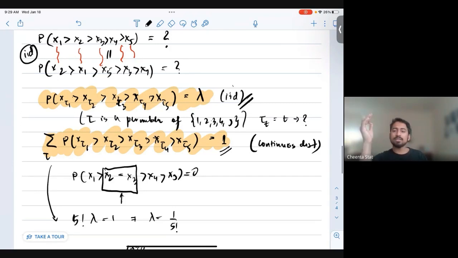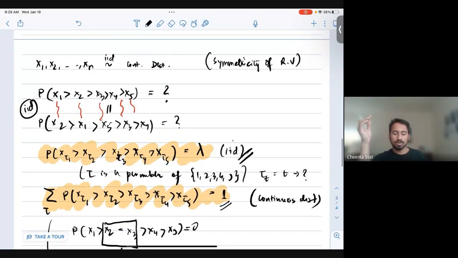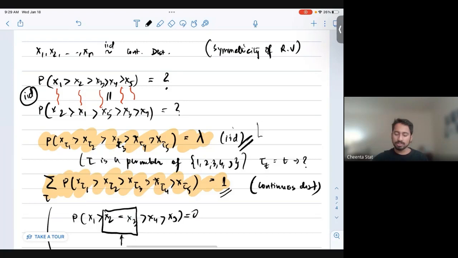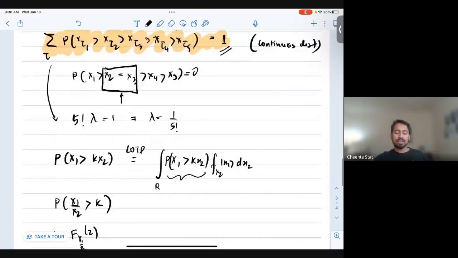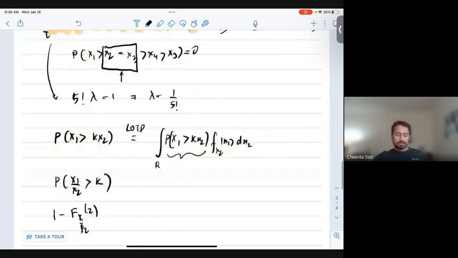Okay, so the next thing is what if they're not IID, like xi follows exponential with rate i? Then this will not be satisfied, so we cannot compute like that. If xi are not IID, you have to do it like this.